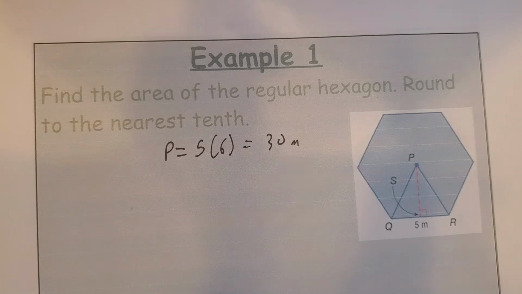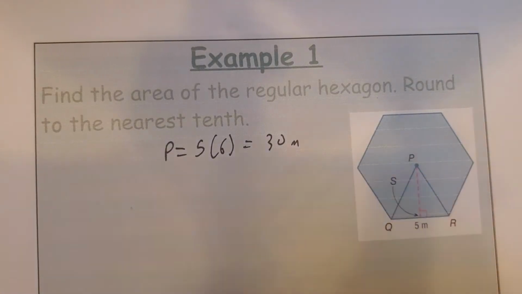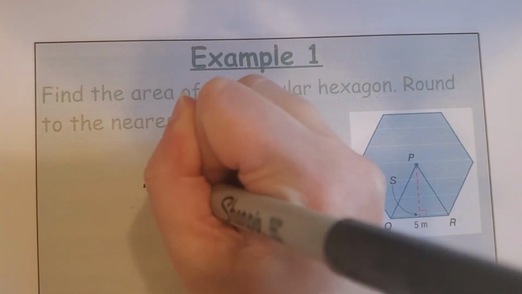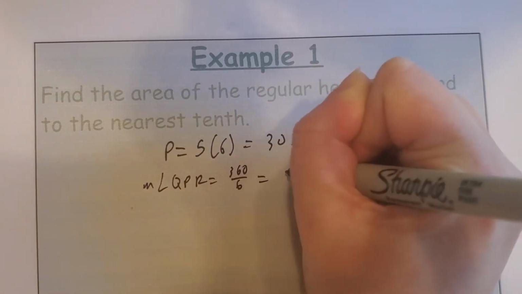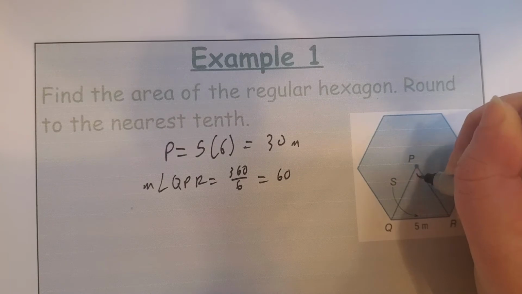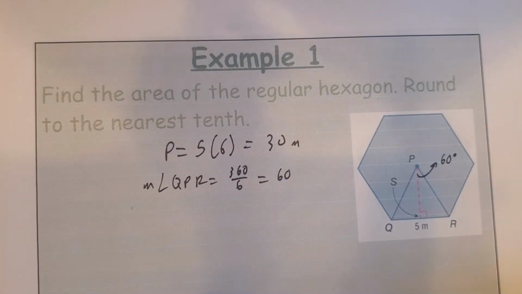That's why we started talking about the central angle business before. QPR is a central angle in the hexagon. So the measure of angle QPR is going to be 360 over 6, because there's 6 sides in a hexagon. I'm going to write that down. The measure of angle QPR is 360 over 6, which is 60. So this is 60 degrees.